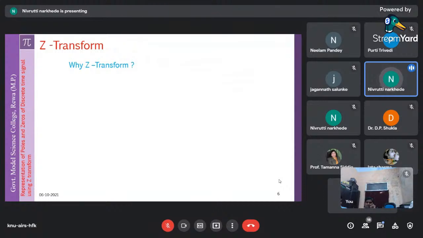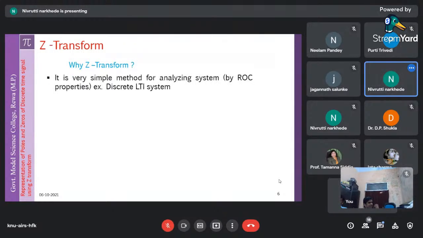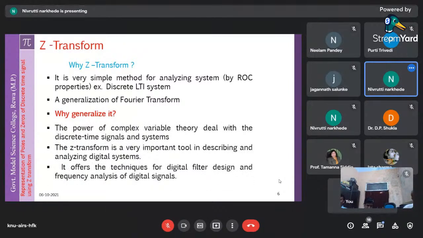Now, why the Z transform? Actually, the Fourier transform is the major field. But why is there a need for the Z transform? It is a very simple method for analyzing a system, for example a discrete LTI system with a specified region of convergence. And this can be done only by a generalization of the Fourier transform. Now, why is there a need for generalization? Because the Z transform is a very important tool in describing and analyzing digital systems.